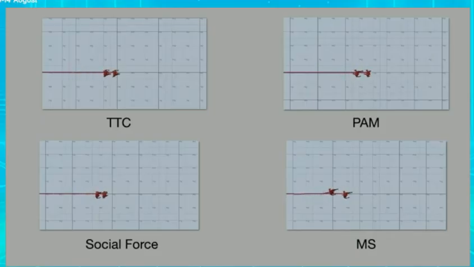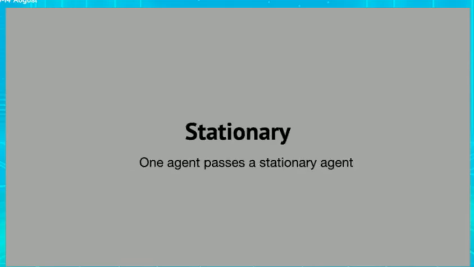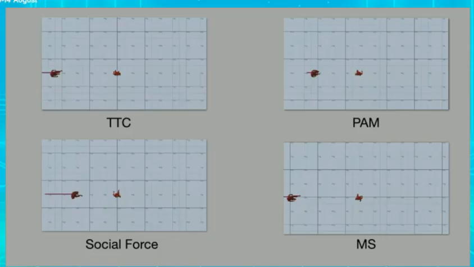A slower agent is walking there, and the faster agent tries to overtake it. But as you can see, this fails again in these cases, except for the MS case. So that one is good. Then the stationary cases, where there's one agent just standing there, are very similar to overtaking. They're just not able to move around in the TTC, PAM, and social force cases, but in MS, it does manage to go around that agent.